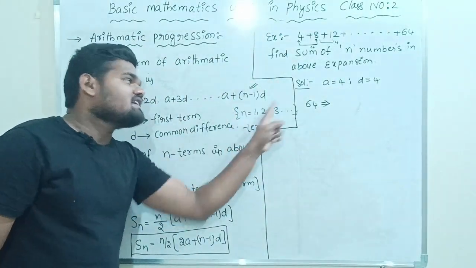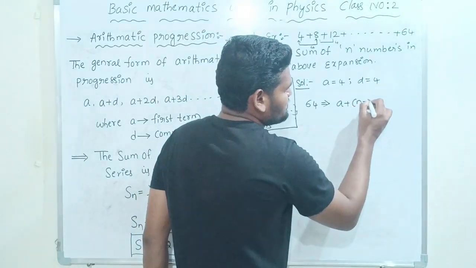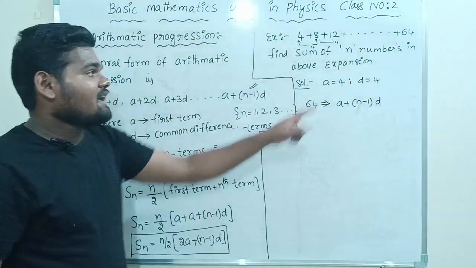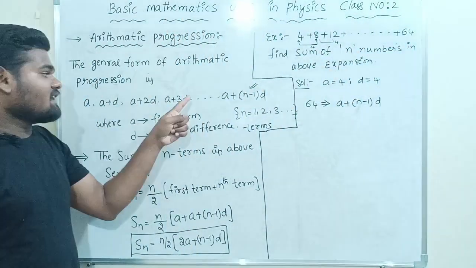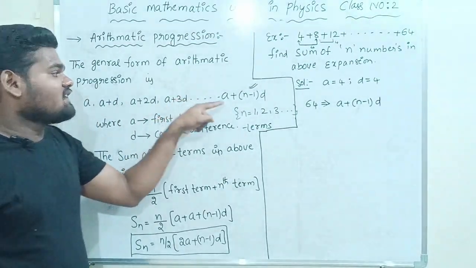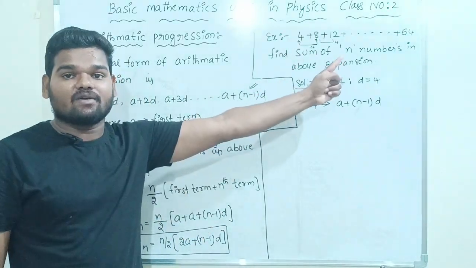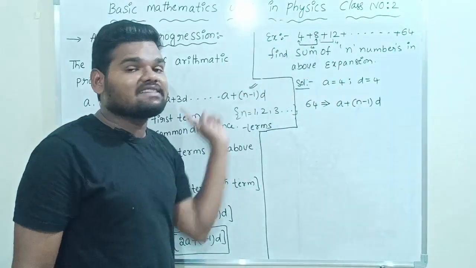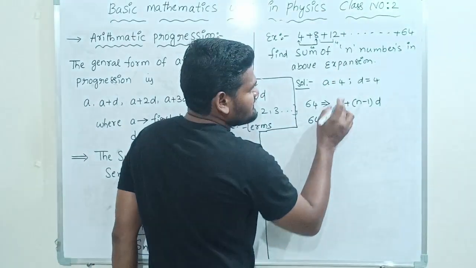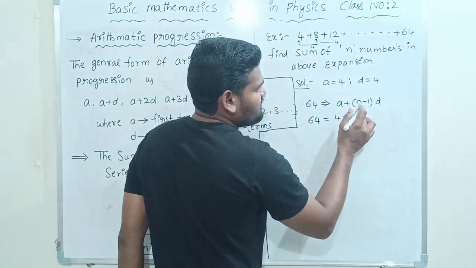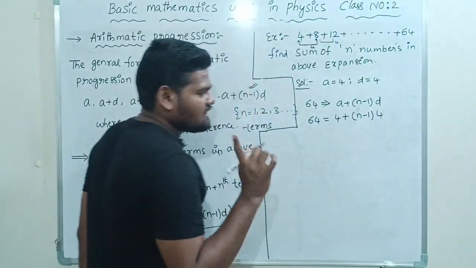What is the nth term in the series? Which is equal to a plus n minus 1 into d. Is it clear? The nth term in the given series is 64. The general form of arithmetic progression is this one. In this progression, the nth term is a plus n minus 1 into d. I'm just comparing these two equations, so don't get confused. So 64 is equal to a, which is 4, plus n, we don't know, we have to find, minus 1 into d, which is 4. Is it clear?